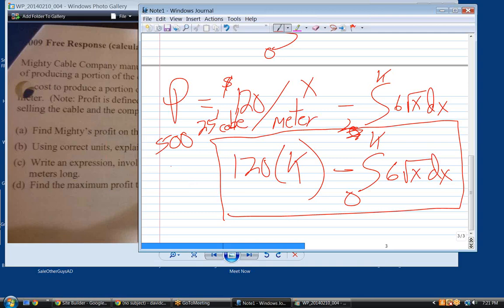Well, if this is our profit function as a function of K, and it is, how do we find the maximum? From differential calculus? Well, first we're going to have to take the derivative of this function and set it equal to 0, and try to solve it.